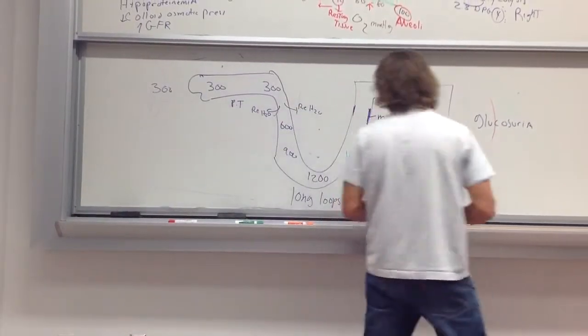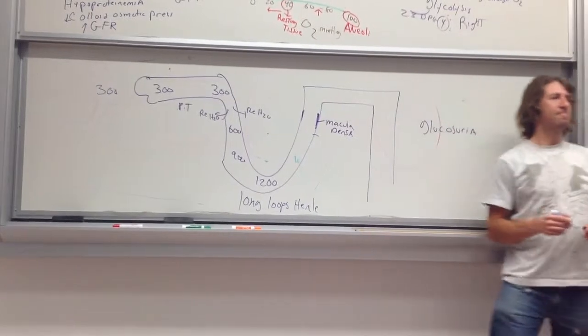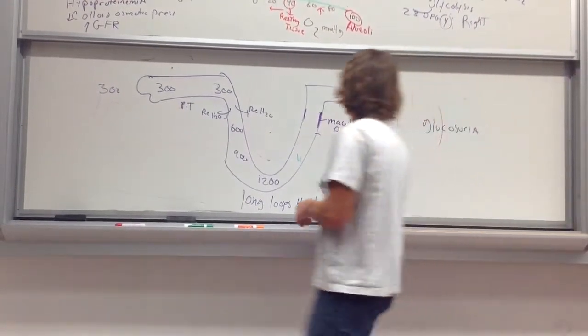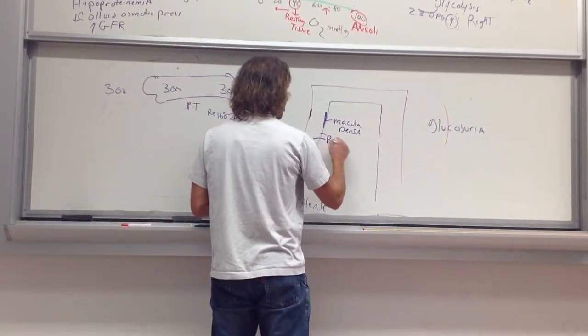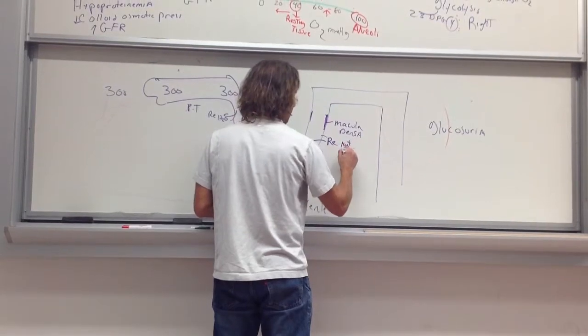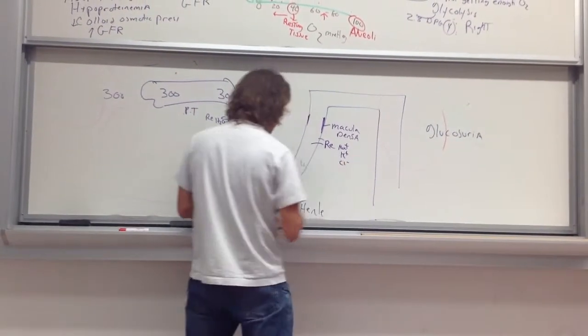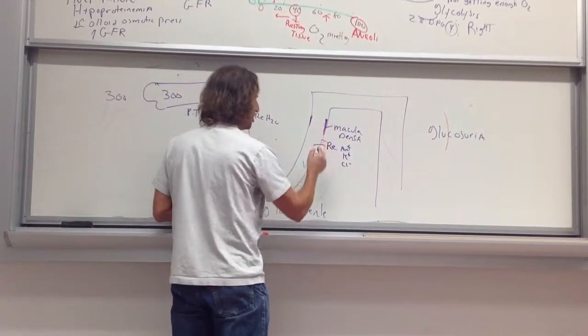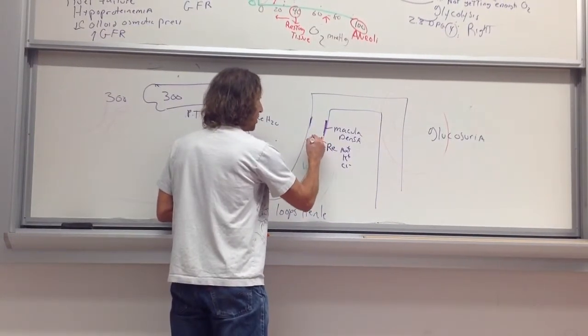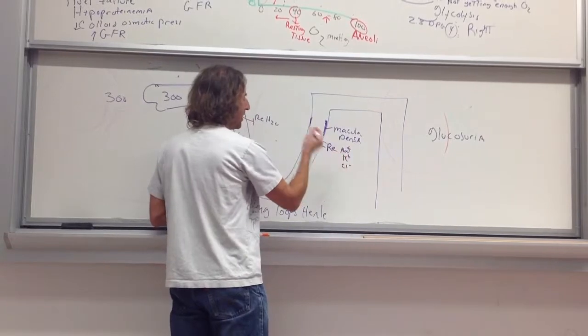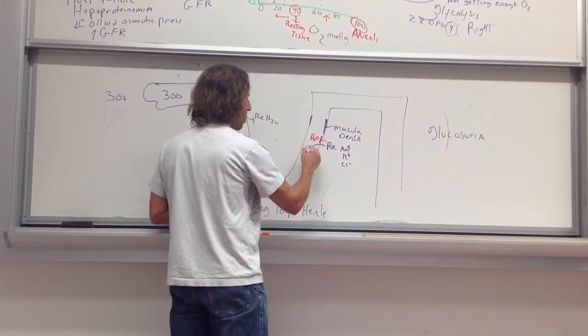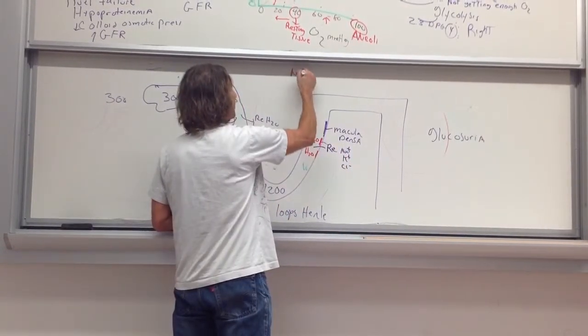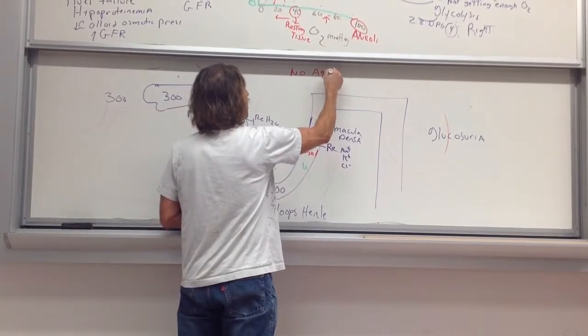The ascending loop, what are we doing? Reabsorbing salt. We're reabsorbing salts like sodium, potassium, and chloride. But, and that's the key, that's something that's sort of new for most of us, water can't follow it. H2O would love to follow all that salt, but it can't. There are no aquaporins.